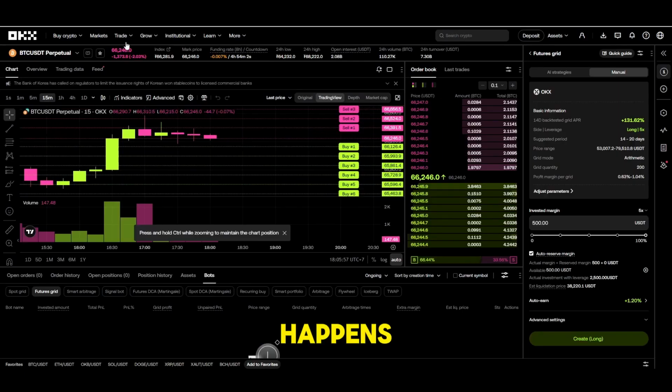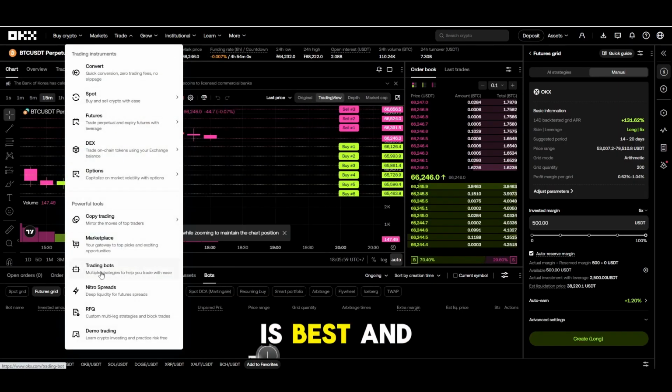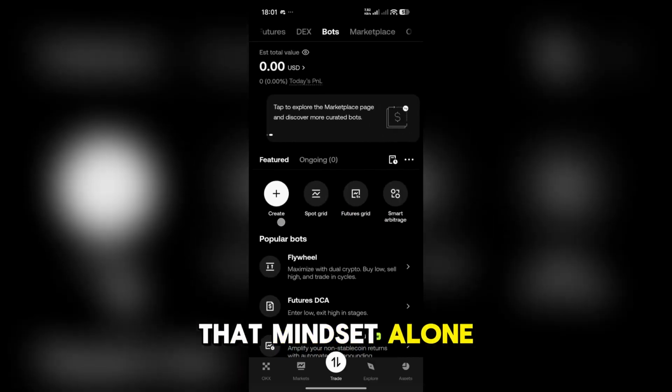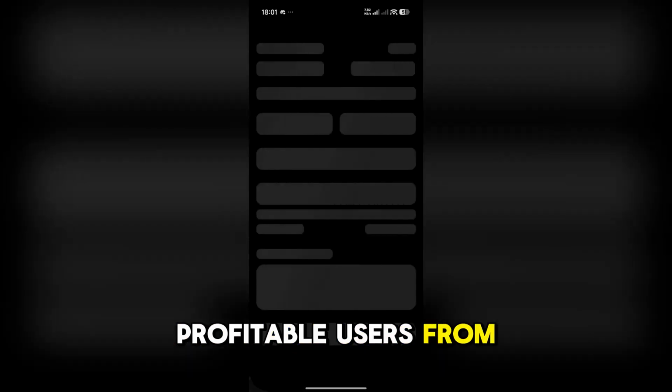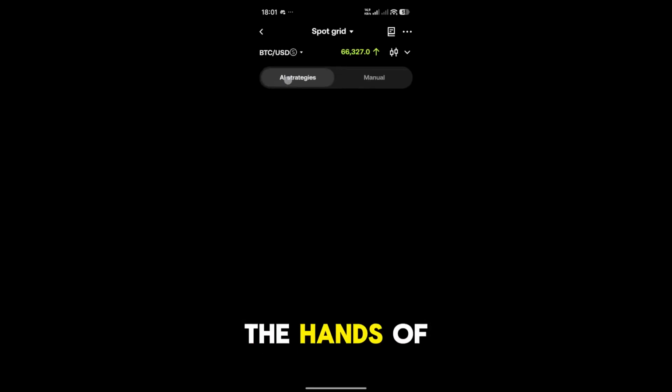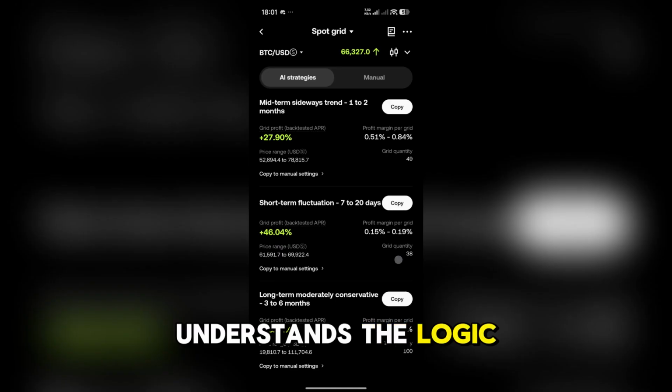The biggest shift happens when you stop asking which bot is best and start asking which strategy fits this market. That mindset alone separates profitable users from frustrated ones. OKX trading bots are powerful, but only in the hands of someone who understands the logic behind them.